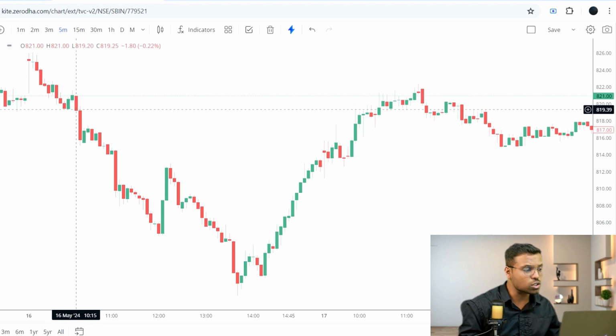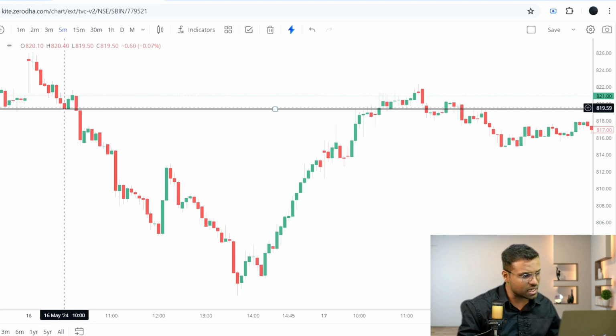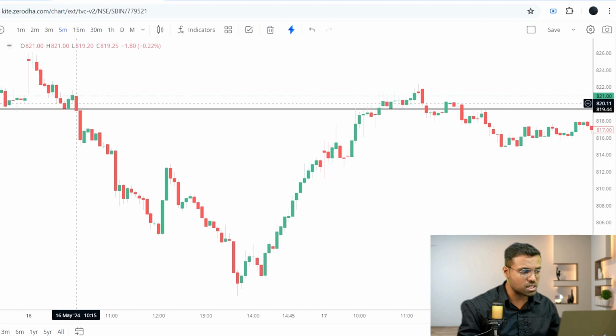Now, what the market is doing is at 10:15 a.m., it tried to break the swing. I'll mark a horizontal line and see the 10:15 a.m. candle closed below that swing. Now, this candle is very important for me in this trading session. Why? This candle has broken the swing.